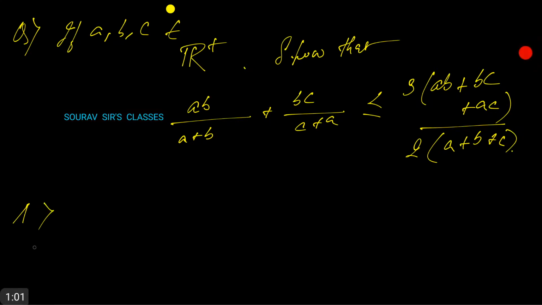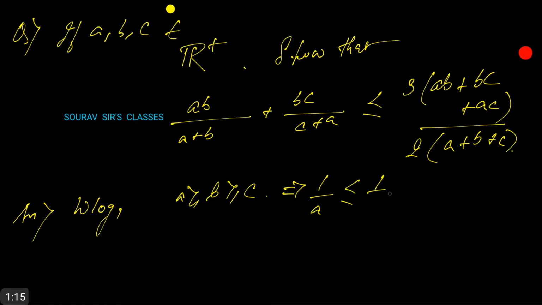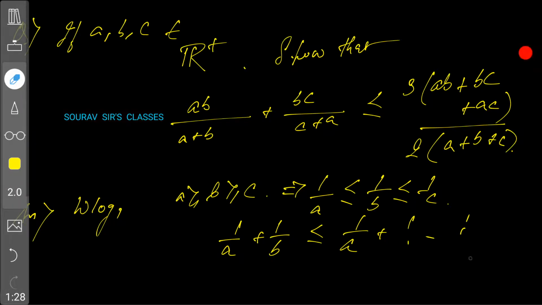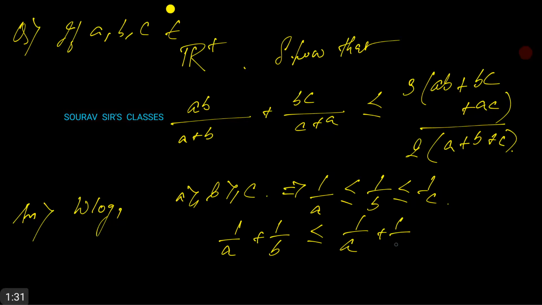So the answer will be, without loss of generality, we assume that A is greater than B is greater than C. This implies 1 by A is less than or equal to 1 by B is less than or equal to 1 by C, and so 1 by A plus 1 by B is less than or equal to 1 by A plus 1 by C, which is less than or equal to 1 by B plus 1 by C.